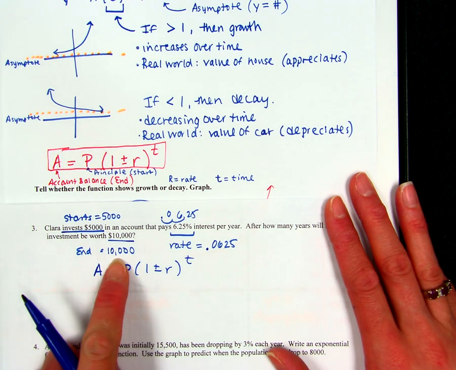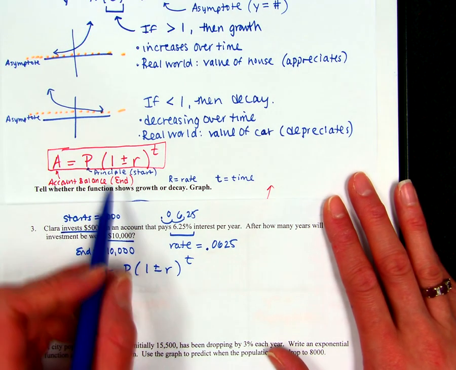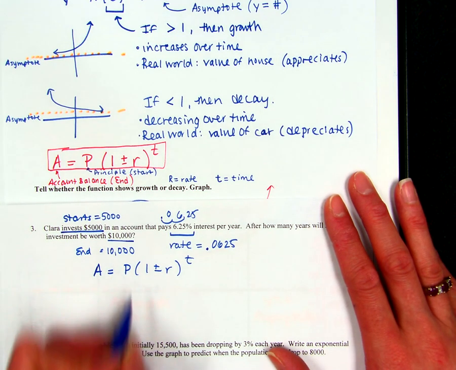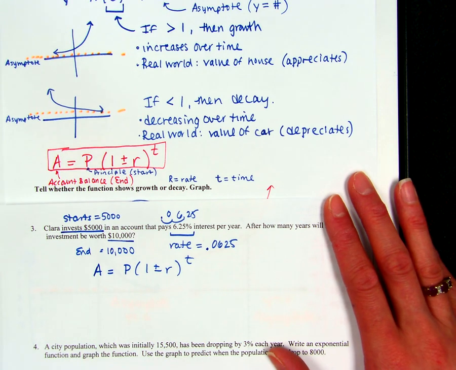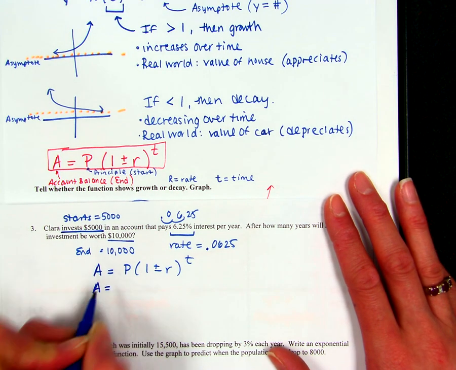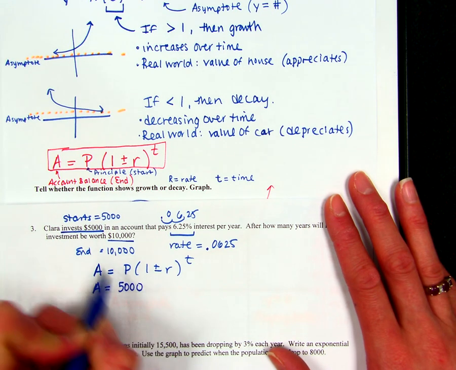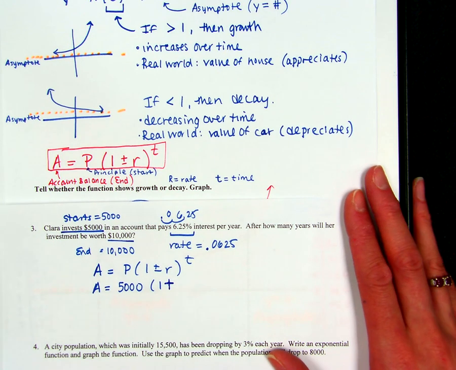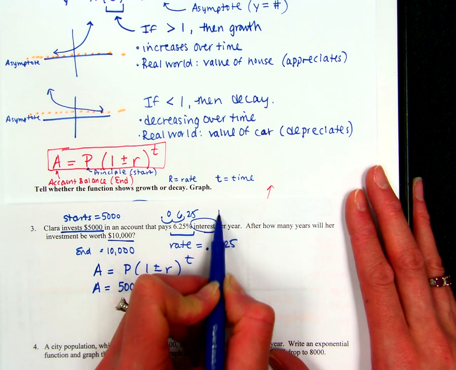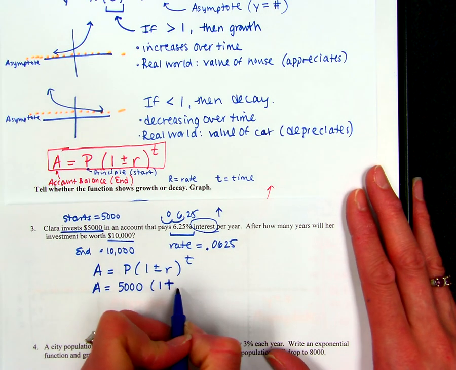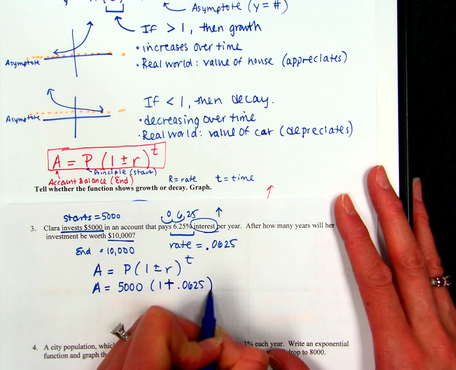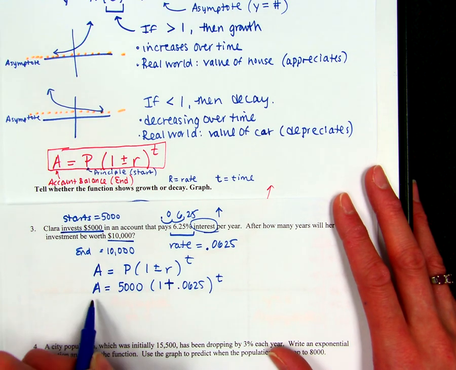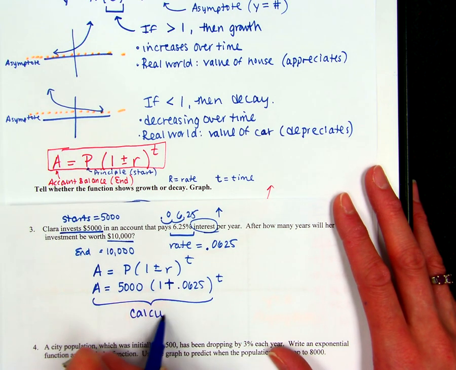Okay, so we want to know what's our account balance. We want it to equal 10,000. We're starting with 5,000, so we're going to leave this blank for now. So we're going to go A equals 5,000. That's what it starts with. 1 plus. Now, to decide whether it's plus or minus, it's paying interest. That means it's increasing, so I'm going to put in the plus sign. My rate is 0.0625, and T is just my time. So here's my equation. At this point, you're going to use your calculator.